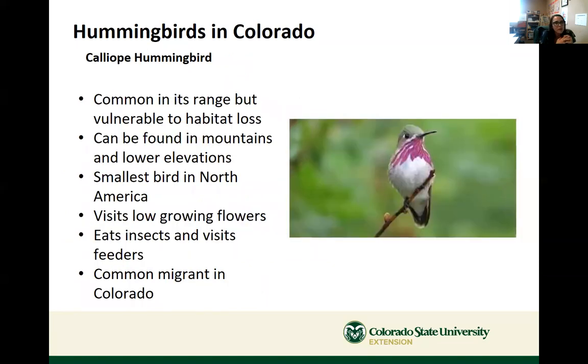This is the Calliope Hummingbird. Common in its range, but very vulnerable to habitat loss. So this is one that we're keeping our eye on. Can be found in the mountains and at lower elevations. This is actually the smallest bird that will be found in North America. So they're teeny tiny.